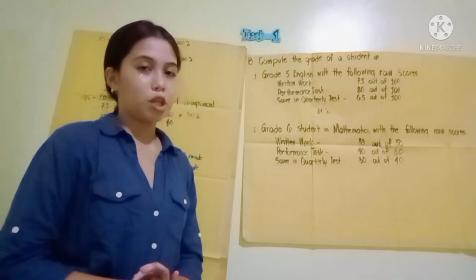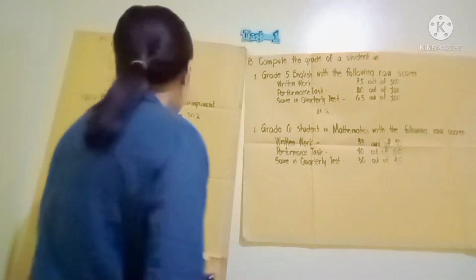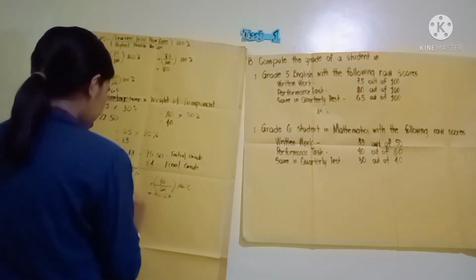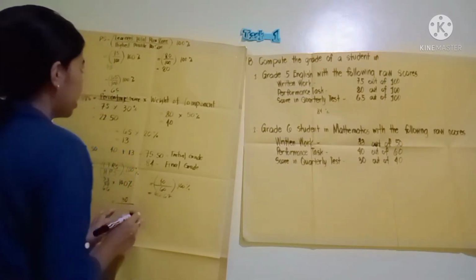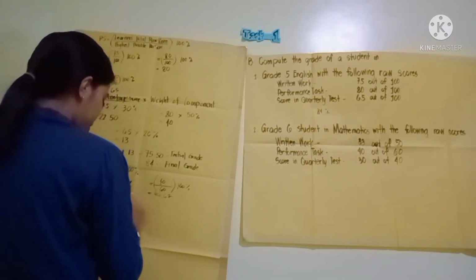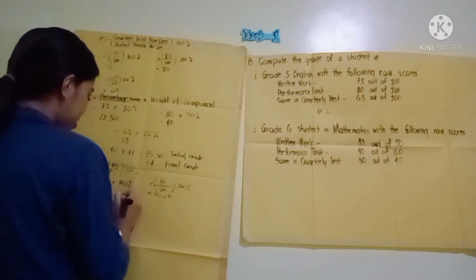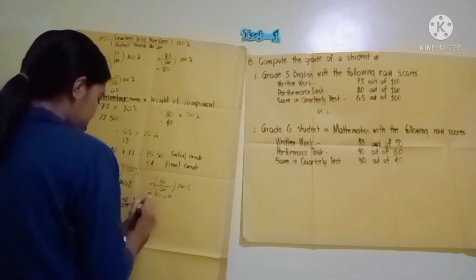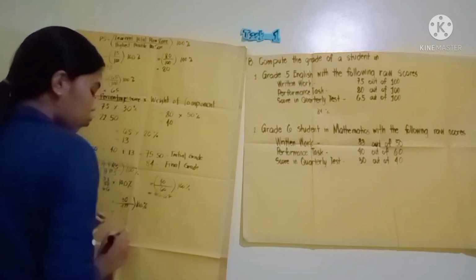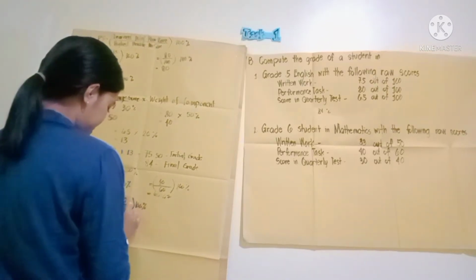So next is getting the percentage score of the quarterly assessment. So 30, which is the student's total raw score, over 40, which is the highest possible score, times 100%, equals 70.